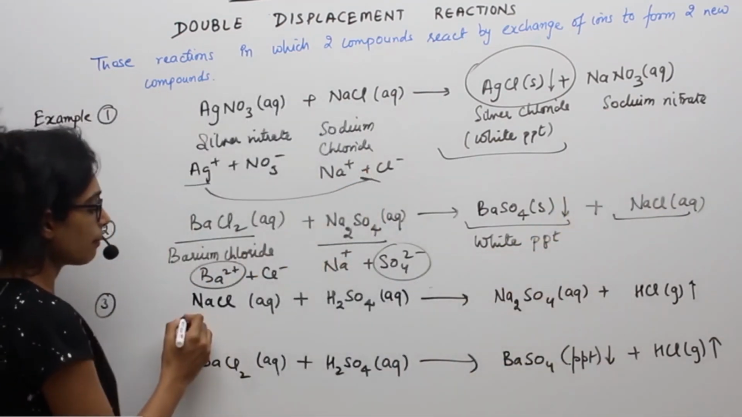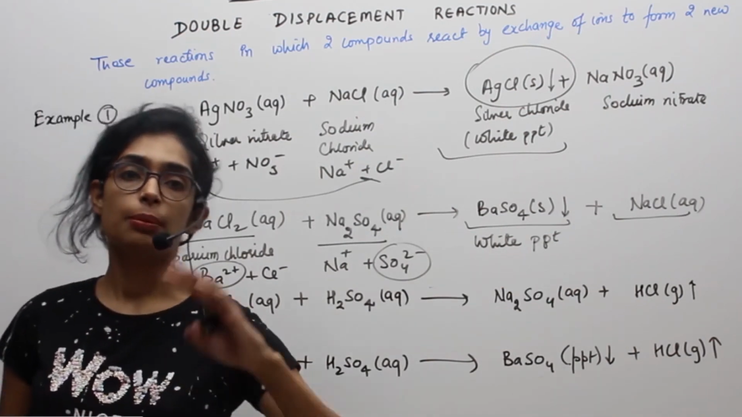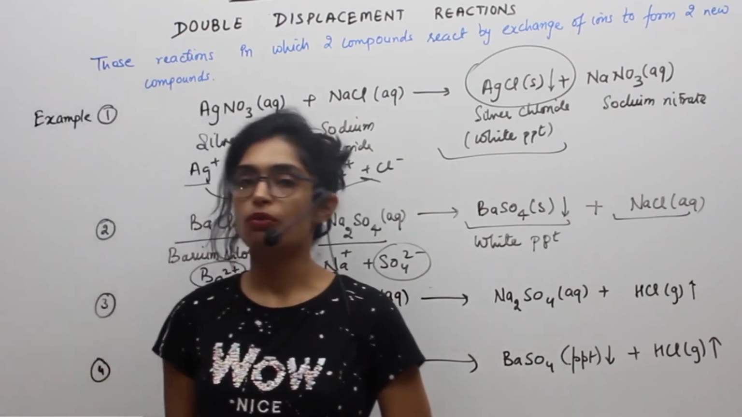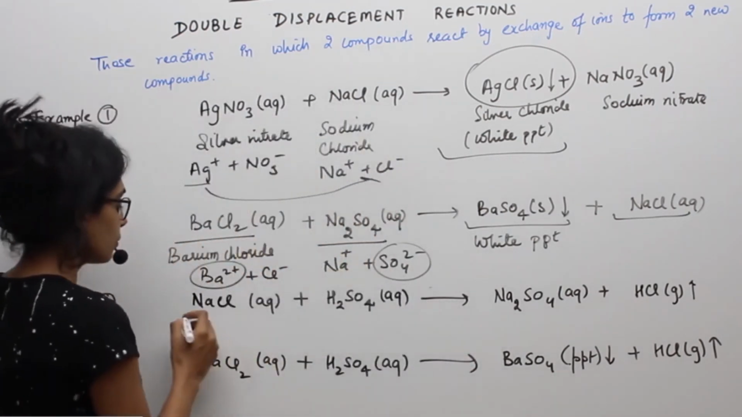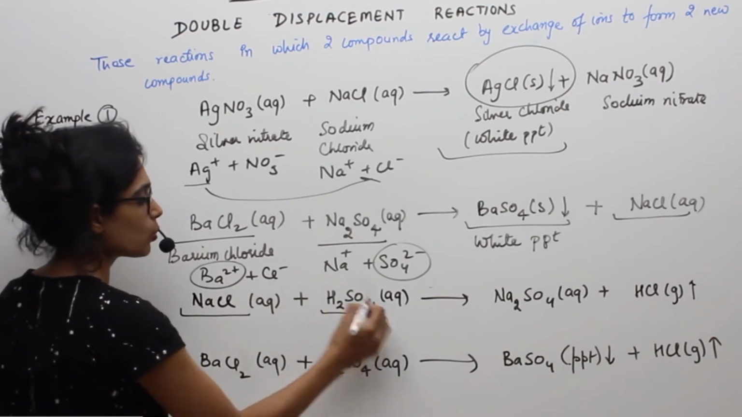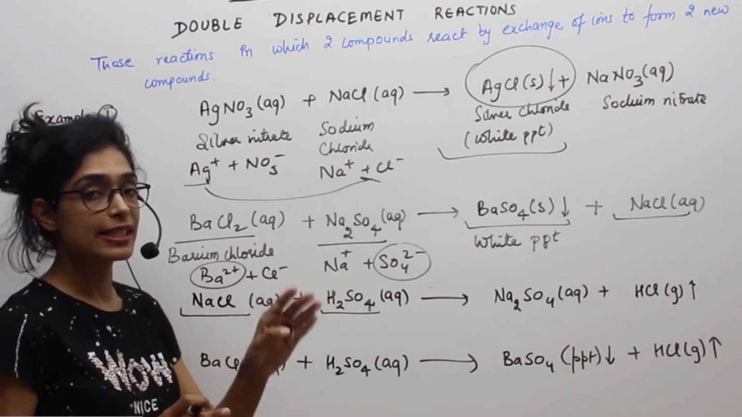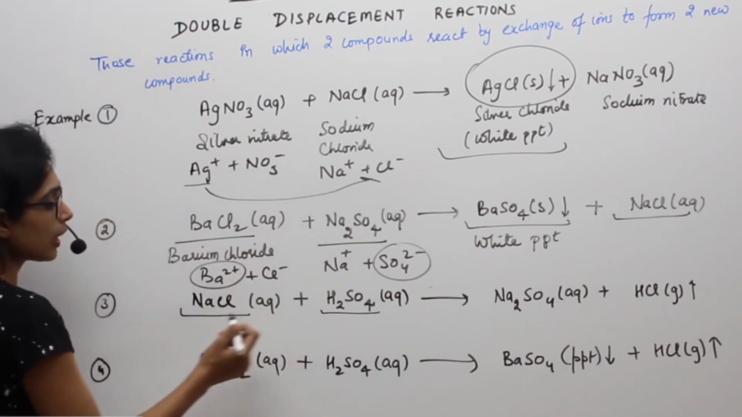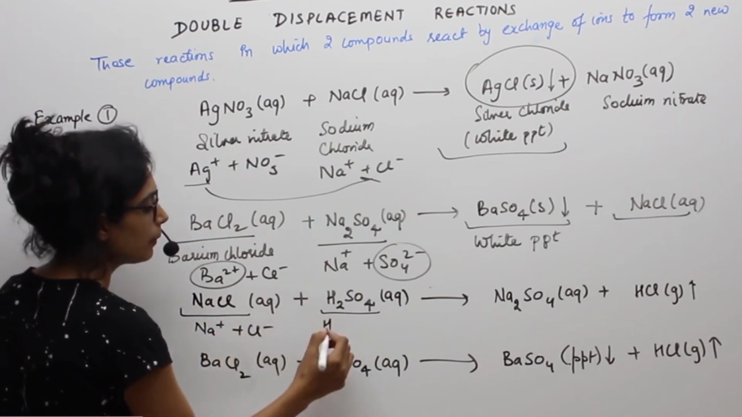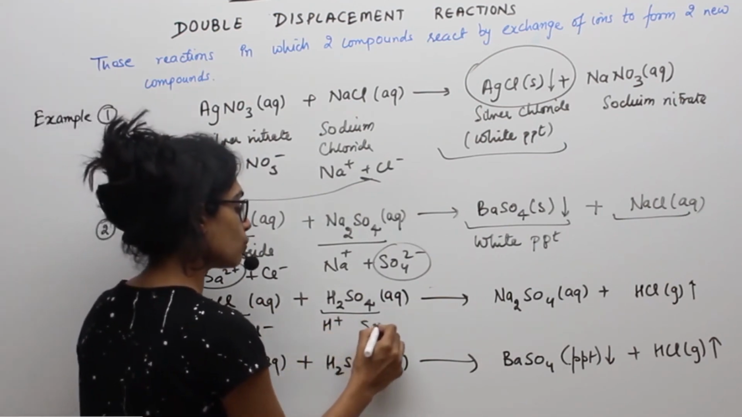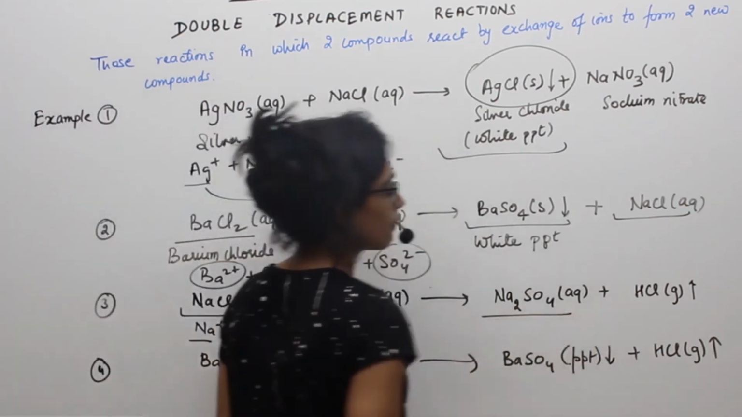Now let's take an example where the evolution of gas is happening. I told you when the double displacement takes place, either the precipitate will be forming or the gas will be forming or both of them will be forming. Anything can happen. Okay, so NaCl reacts with H2SO4. This is also the lab preparation of HCl gas. So when we react them together, NaCl breaks down as Na plus and Cl minus. Similarly, H2SO4 breaks down as H plus and SO4 minus. Na goes along with SO4 minus to form sodium sulfate.